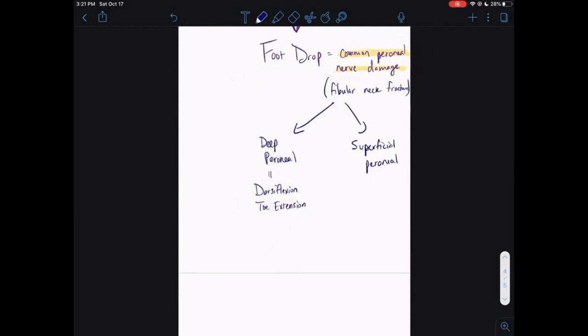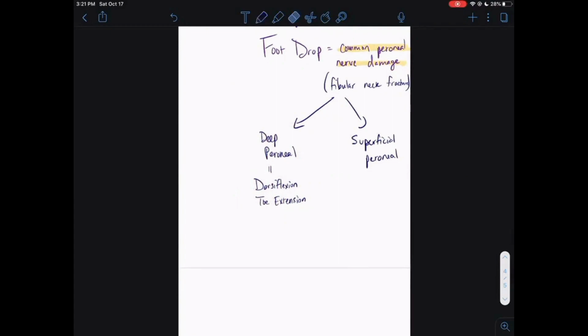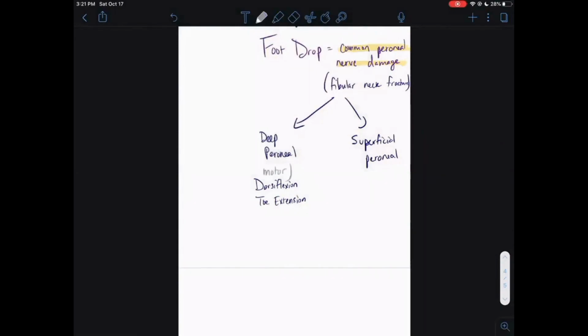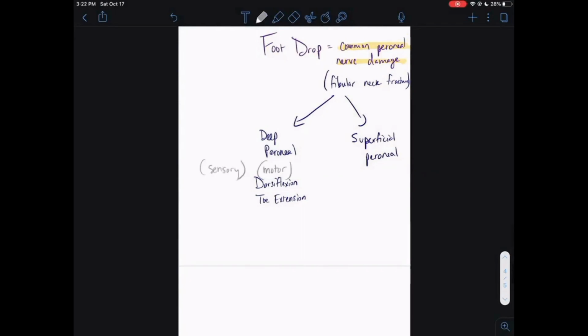And so what does it do for sensation? That's the motor. Let's just draw it in here as your motor control. But what about its sensory control? Well, this is another board question. It does the first dorsal web space of your foot. This is super important because they're going to give you a question pointing you towards deep peroneal, and they're going to say, what else would you lose? And the answer is first web space of the foot if your deep peroneal gets damaged.